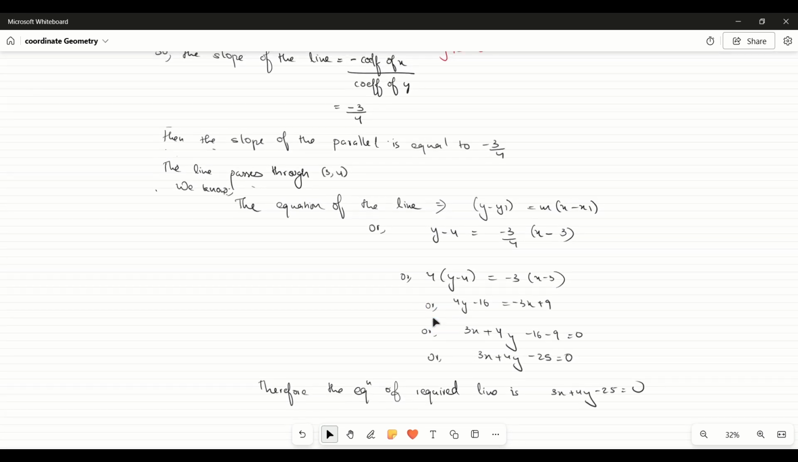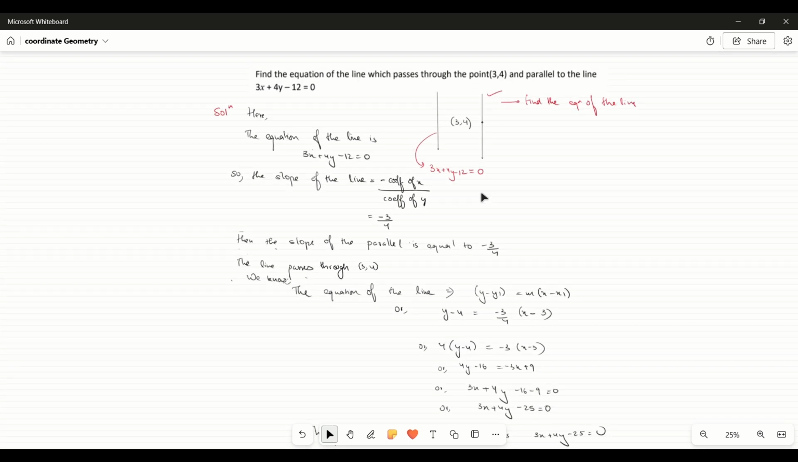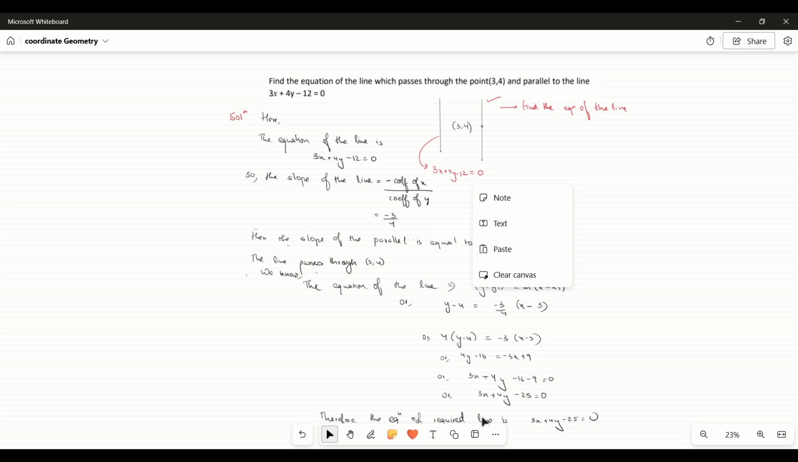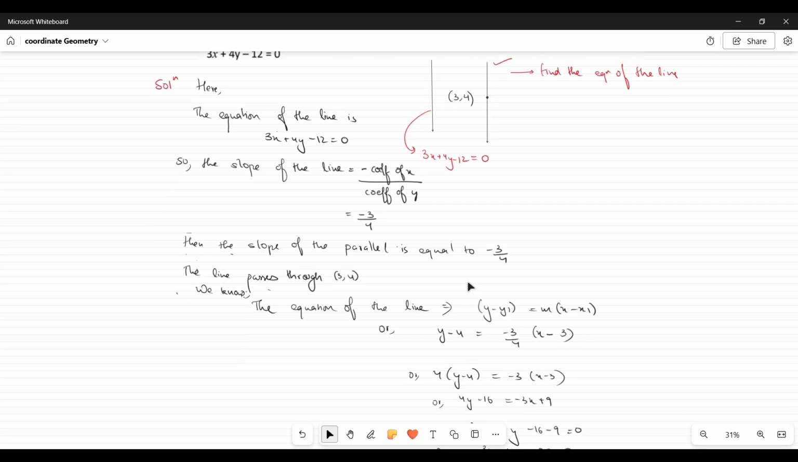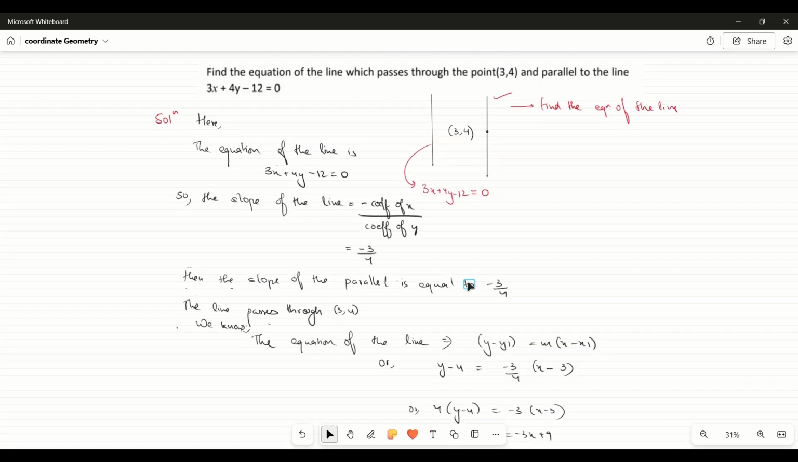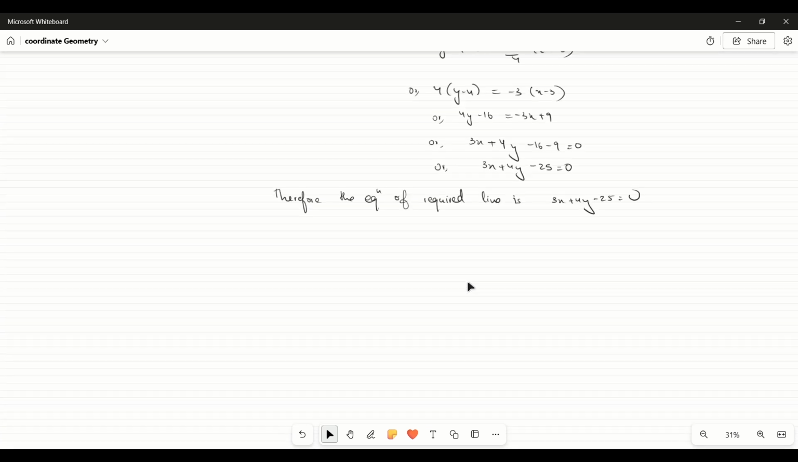I hope you understood each and every step, why and where we are using the formulas. As we know, we have to find the equation of a line, and the formula is y minus y1 equals m times (x minus x1). We need a point and a slope. Because we have a relation between the lines, we easily found the slope, and using the formula we found the equation of the line. Let's go to the next one now.